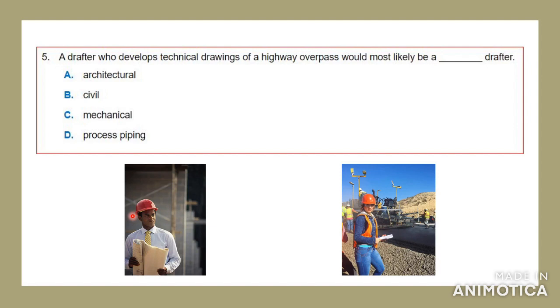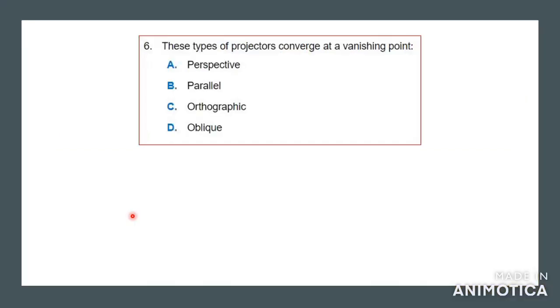It doesn't have to be a house, but making bottles or that kind of stuff. So they need a mechanical drafter. Process piping has to do with factories that have lots and lots of pipes, so you need a drafter to draw up all the piping plans for that factory or industrial processing plant. So the answer would be a civil drafter. Okay. All right.